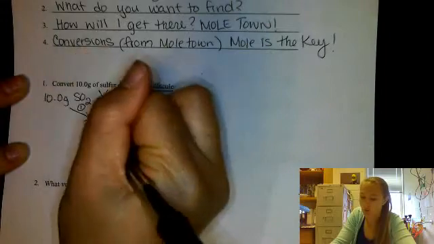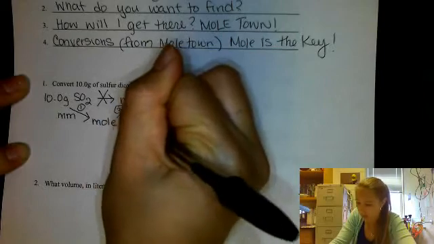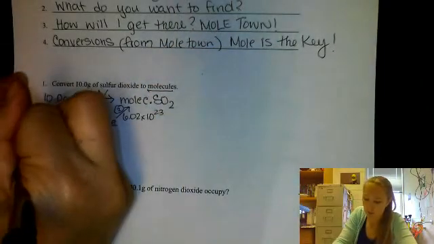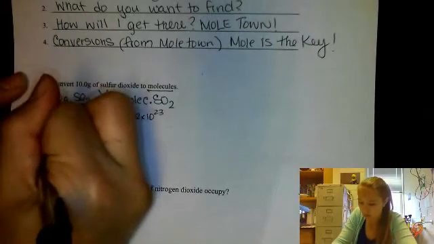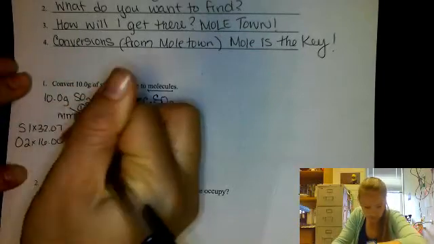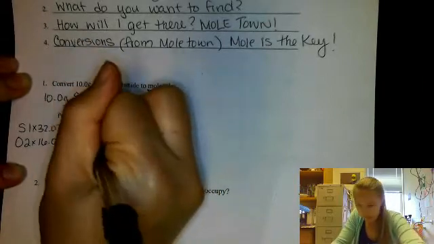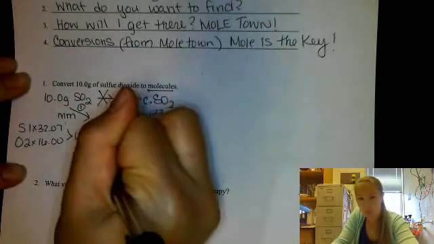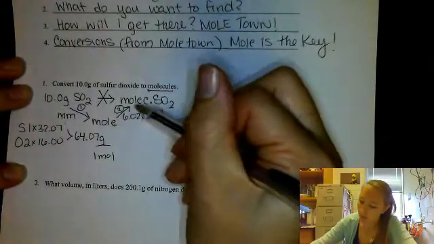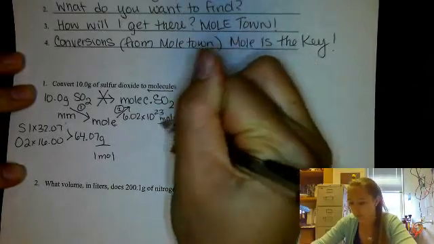To get between grams and moles, I use my molar mass. And to get between moles and molecules, I use Avogadro's number. Okay. My molar mass of sulfur dioxide, 1 sulfur, 2 oxygens, gives me a molar mass of 64.07 grams per 1 mole. Avogadro's number, 6.02 times 10 to the 23rd molecules per 1 mole.